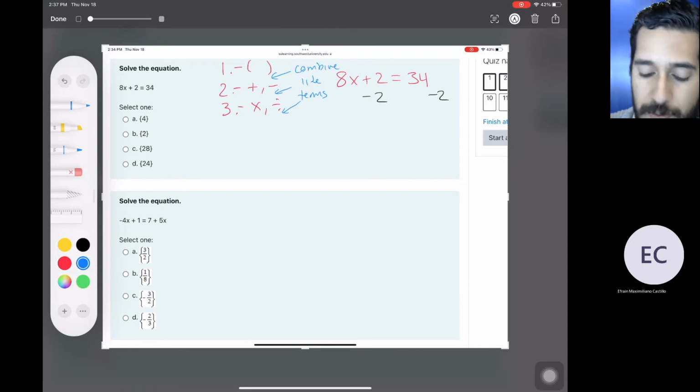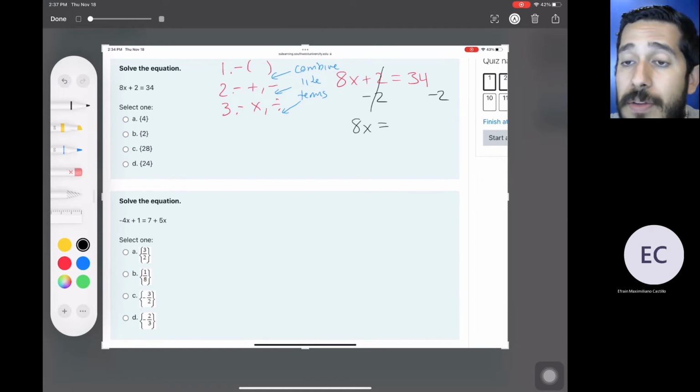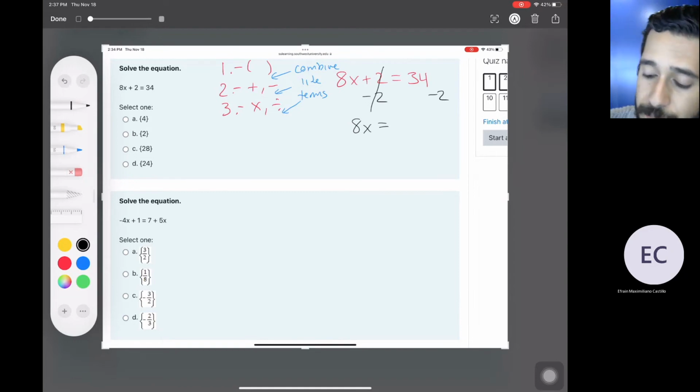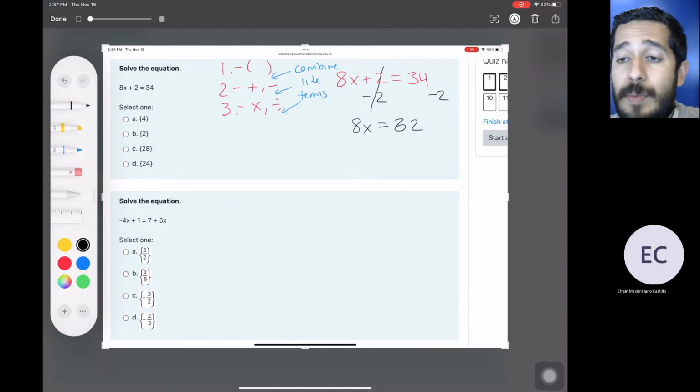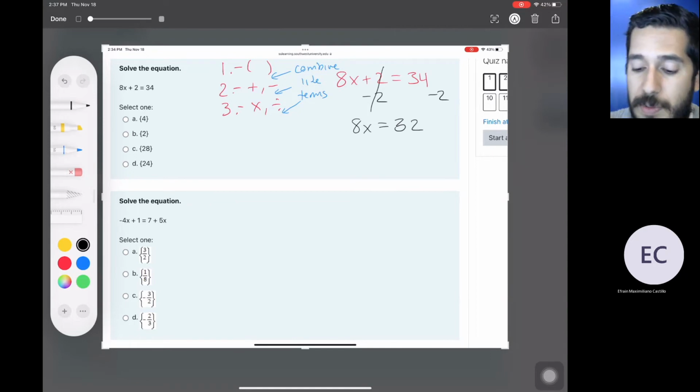If I subtract 2 from both sides of the equation, on the left side those 2's cancel out, and all I have left is 8x. On the right side I have to combine like terms, 34 minus 2, and that's going to be 32. At this point I don't have any more additions or subtractions, so I can move to the third step, which is getting rid of multiplications and divisions.